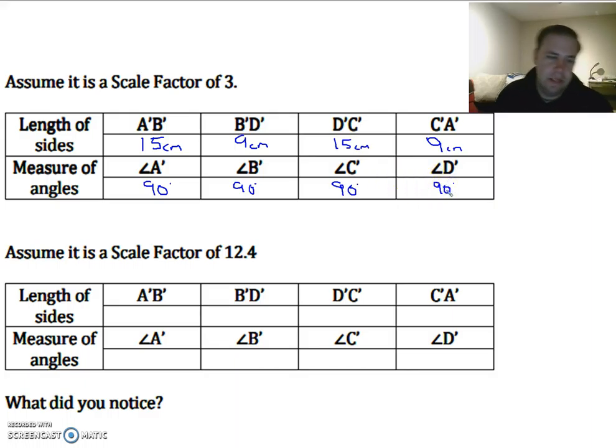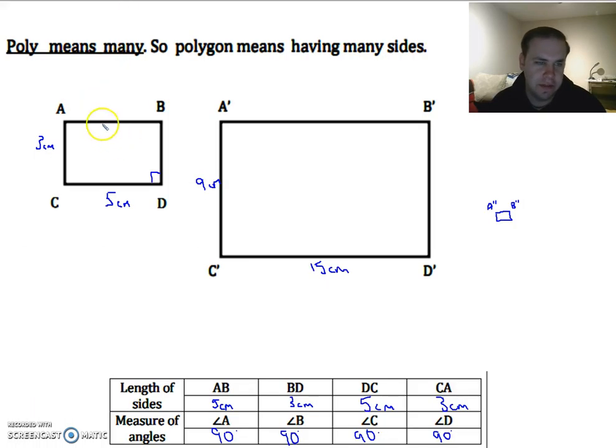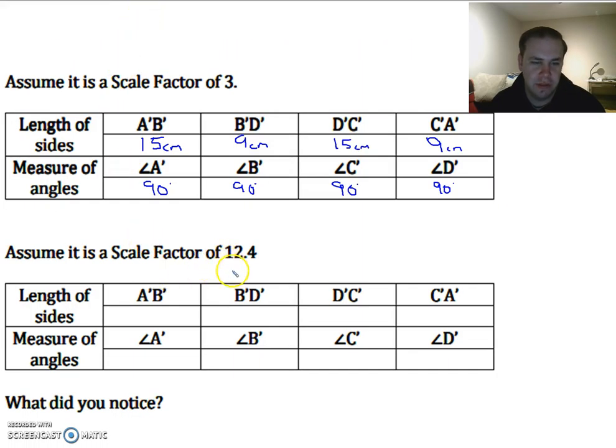Now that we have that completed, it's asking us, what can we say with respect to changing this by a scale factor of 12.4, making an even huger rectangle? So, I could take my original dimensions. This is what it's talking about, my original dimensions, and multiply those by 12.4.